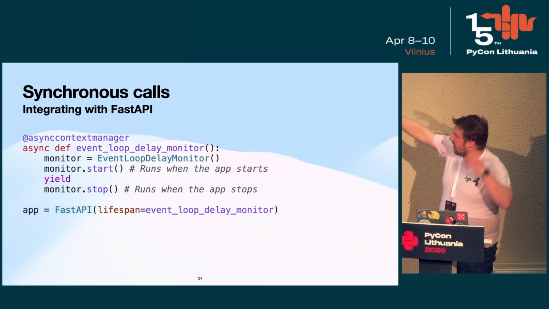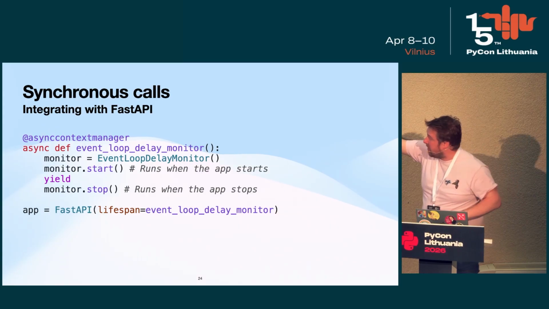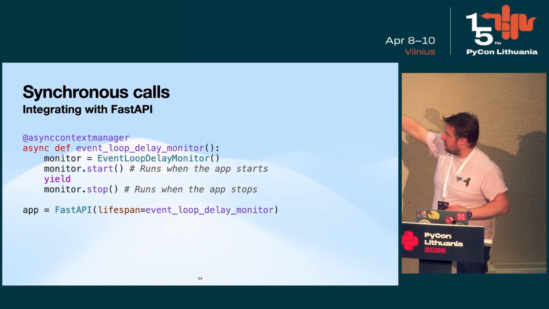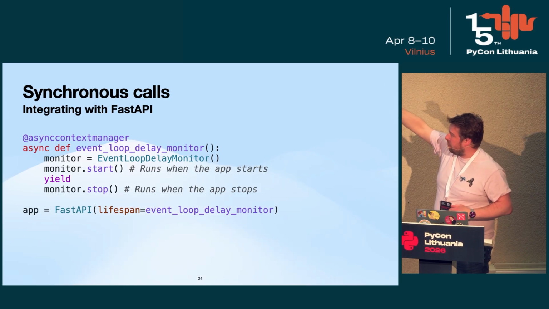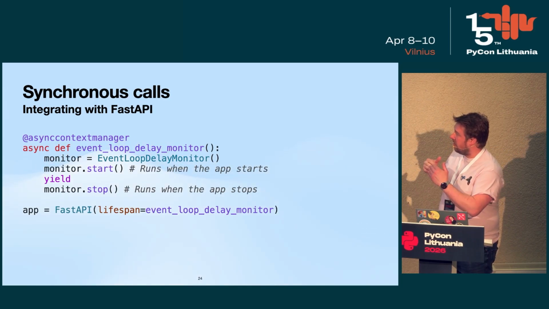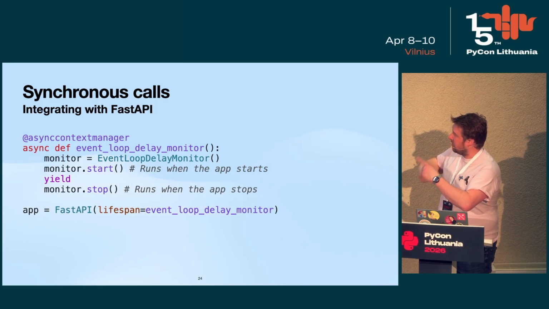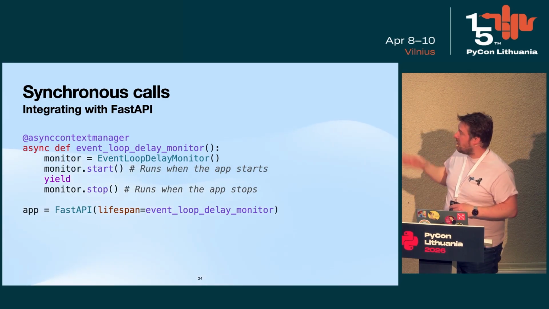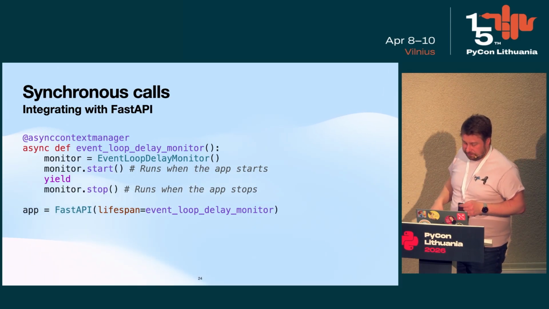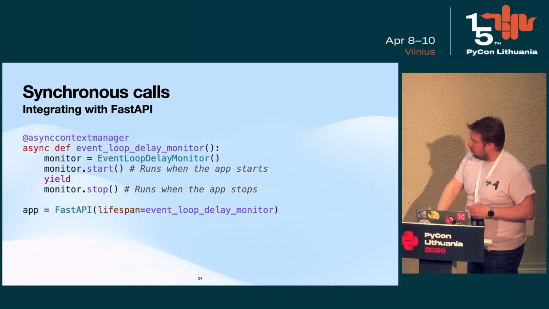And you can integrate that into FastAPI with this lifespan function. So this is an async context manager, and it runs something when the app starts up, and it runs something when the app stops. So while the app's running, this event loop monitor is running continuously and telling you what the lag is every 1 second, whatever you set the interval to. So that's pretty handy.